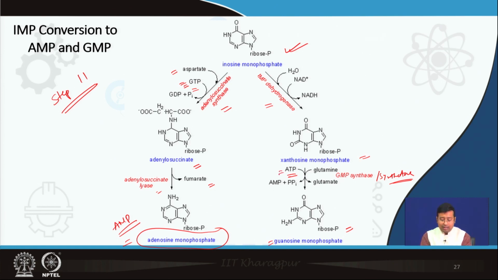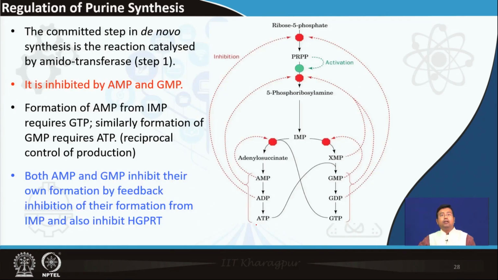So, ultimately AMP will be converted to ADP and ATP. So, basically ATP synthesis needs GTP, and GTP synthesis will need ATP, because guanosine monophosphate will also be converted to GDP and GTP. This goes to formation of ATP. So, ATP formation needs GTP and GTP formation needs ATP. This thing you should keep in mind.